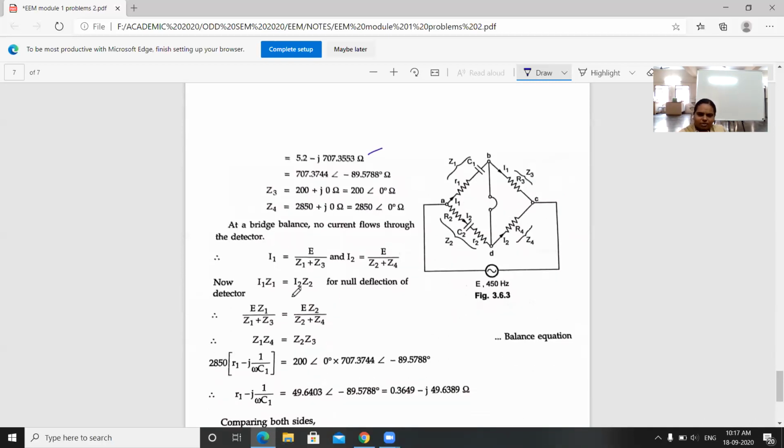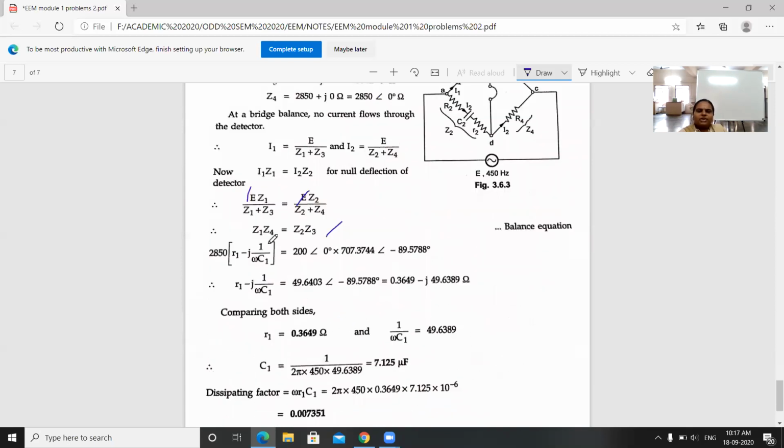You'll be getting a balanced equation here. Here these two E's will get cancelled off. Or else you can directly write the balanced equation, that is Z1 Z4 is equal to Z2 Z3. After that, what you have to do? Just substitute for Z1, Z4, Z2 and Z3 in the given equation. So you'll be getting this equation. After this, solve for this. Take this whole part towards this side and calculate here.